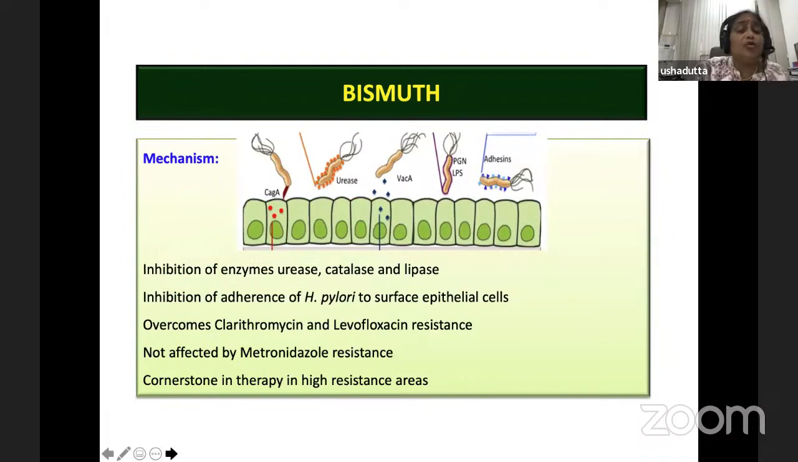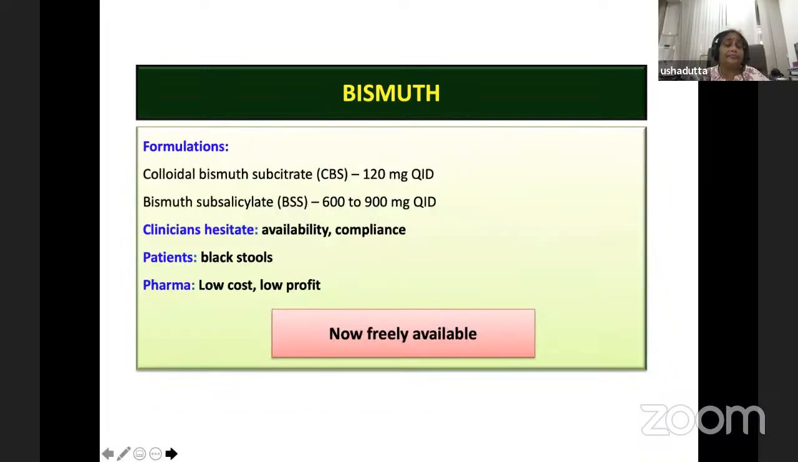Bismuth is a very useful drug. It's a low-cost drug. It doesn't have resistance, and it is effective as an add-on therapy in all these regimes. So I routinely use bismuth so that our patients benefit with this simple agent, which is low cost and yet doesn't have a resistance pattern. And it's a cornerstone therapy for high resistance areas.